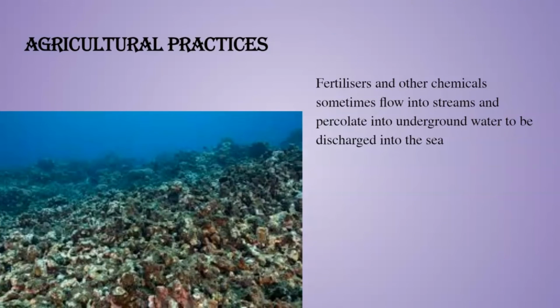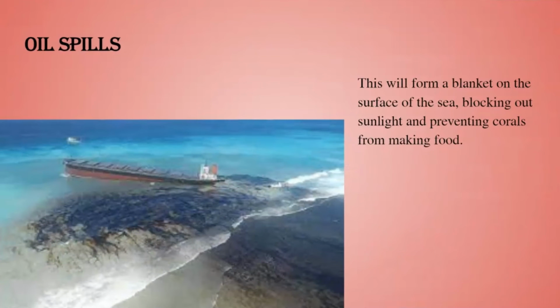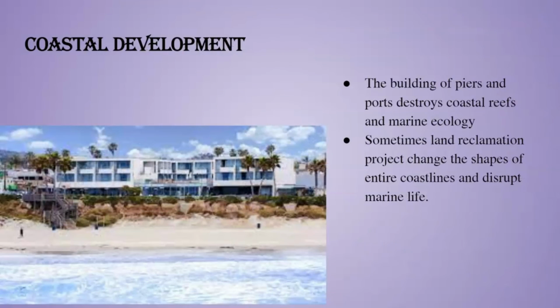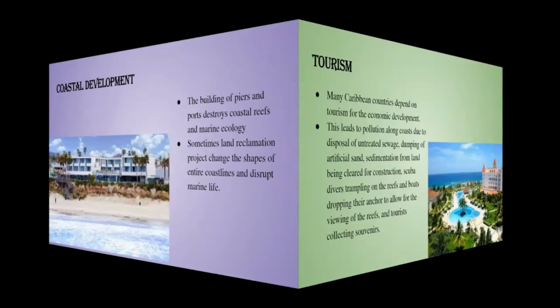Agricultural practices like fertilizers and other chemicals that are used sometimes flow in streams, and they percolate underground and make their way all the way into the sea, which causes harm to the corals. Oil spills will form a blanket on the surface of the sea, blocking out sunlight, and this prevents coral from making food. We have coastal development, so with the building of piers and ports, this destroys coastal reefs and marine ecology. And sometimes land reclamation projects change the entire coastline and disrupt the marine life.